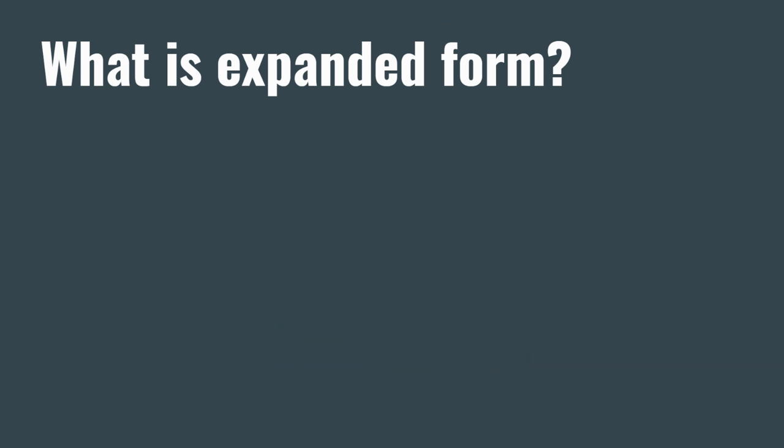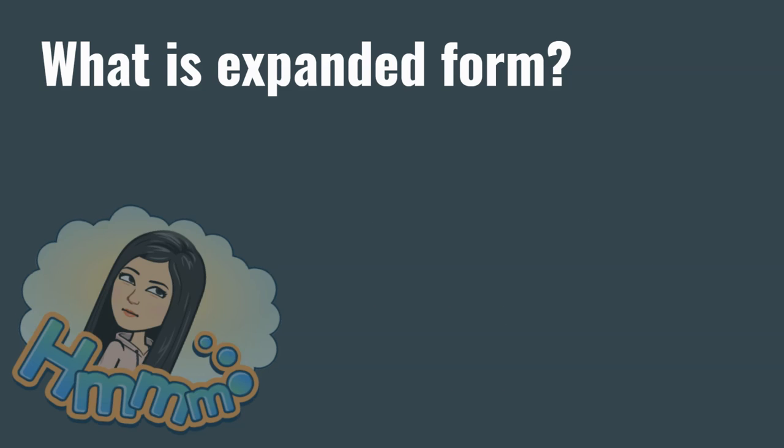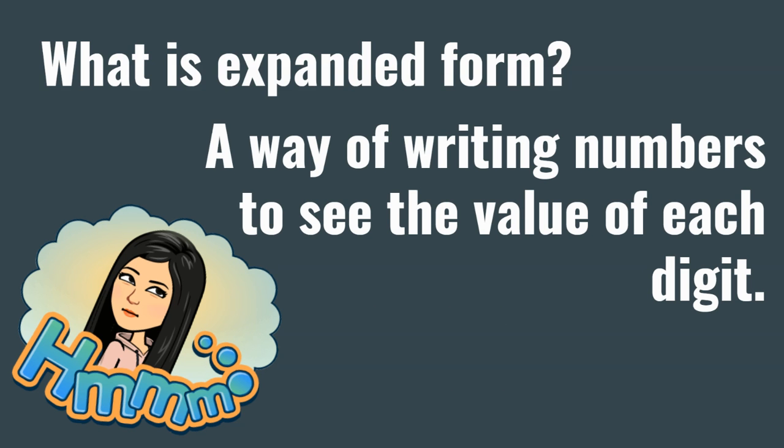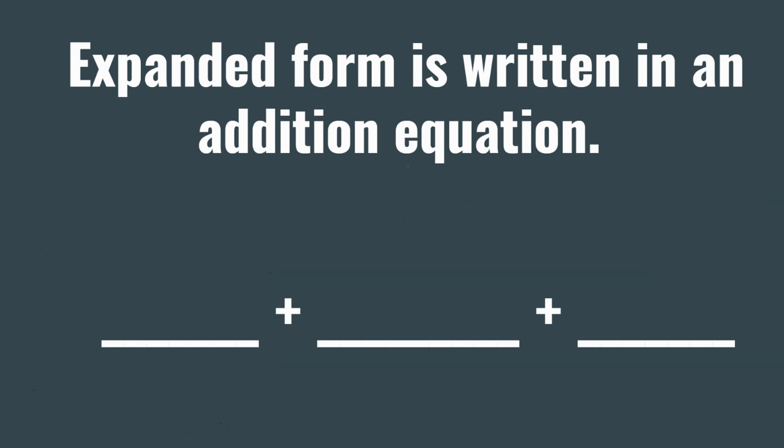Now we're done with the digits, and we're done with the symbols and the figures. Let's move on to expanded form. What is expanded form? It is a way of writing numbers to see the value of each digit. Earlier, you already learned how to get the place value of each digit. Now in expanded form, you just have to put those place values into an addition equation.